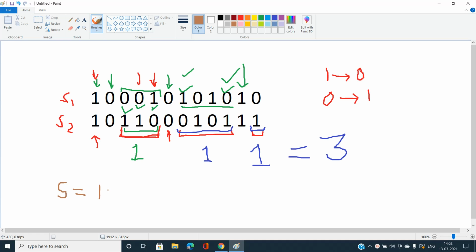So 1 and 1 is matching, so I'm going to put 1. Again 0 and 0 is matching, I'm going to put 1. And again the 0 and 1 is not matching, I'm going to put 0. Then again 0, then again 0, and then again 0 and 0 are matching, you can see here. I'm going to mark it. So matching, so 1. Again not matching, I'm going to put 0. And then again not matching, put 0. Then again not matching, put 0. Then again not matching, put 0. And then matching, so I'm going to put 1. Then not matching, then I'm going to put 0.